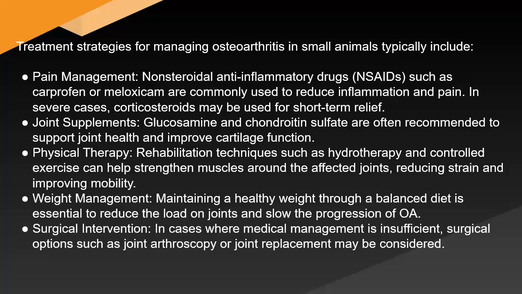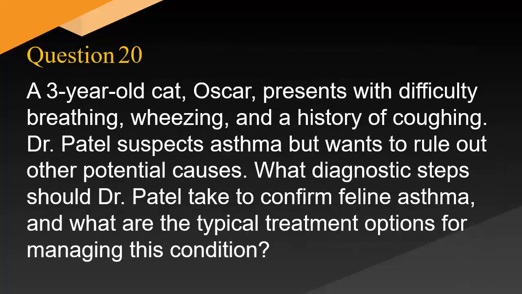Rehabilitation techniques such as hydrotherapy and controlled exercise can help strengthen muscles around the affected joints, reducing strain and improving mobility. Weight management. Maintaining a healthy weight through a balanced diet is essential to reduce the load on joints and slow the progression of OA. Surgical intervention. In cases where medical management is insufficient, surgical options such as joint arthroscopy or joint replacement may be considered.